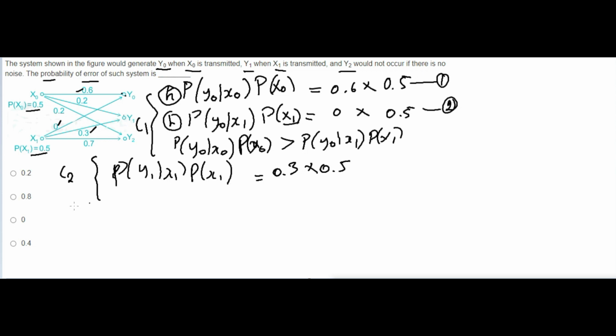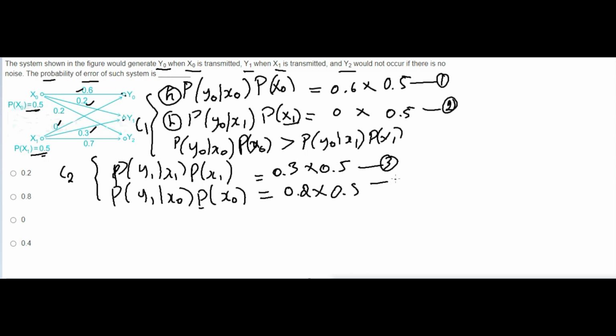Next, consider p of y1 given x0 with p of x0, like the previous one. What is y1 with x0? Y1 x0 gives you 0.2 only. So it is 0.2 into p of x0, which is 0.5. So both p of x1 and p of x0 are 0.5. When you consider 3 and 4, 3 is greater. So p of y1 given x1 with respect to p of x1 is greater than p of y1 given x0 with p of x0. This is case 2.